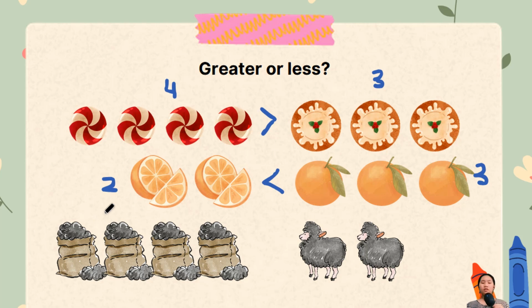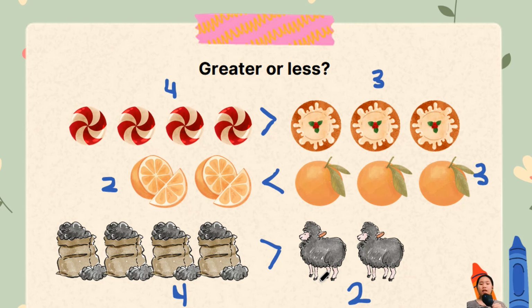Next up, these bags of wool. How many do you see? 1, 2, 3, 4. And then how many sheep do you see? 1, 2. So is the bags of wool greater than or less than the amount of sheep? Well, it is greater than because we have 4 over here and we only have 2 over here. And 4 is bigger or greater than 2. And 2 is smaller or lesser than 4.